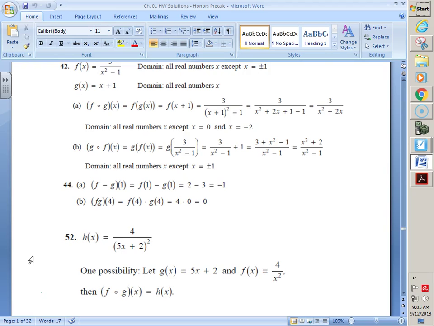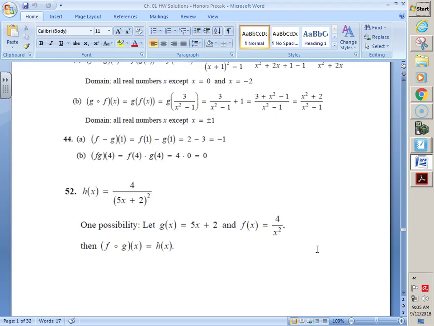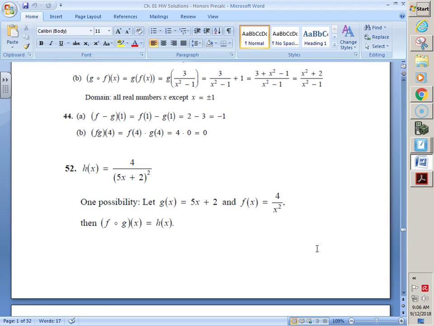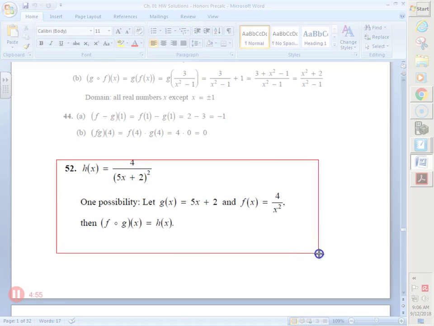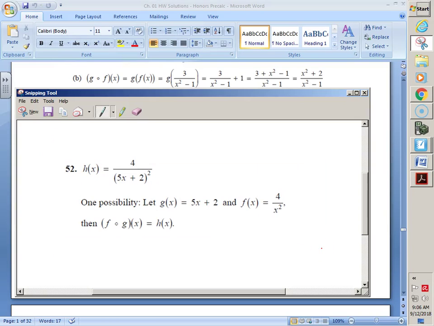52, I think, Tony, was it your group about the one possibility? You guys were thinking maybe there were other ways of doing it? Was that you guys? Does anybody have another variation on 52 that you think is also correct? Because you could always check it by taking a composition. Anything other than g being 5x plus 2 and f being 4 over x squared? Oh, okay. Yeah, Kim, you guys check it and let's see. What if g of x was 5x, and then what'd you make f?